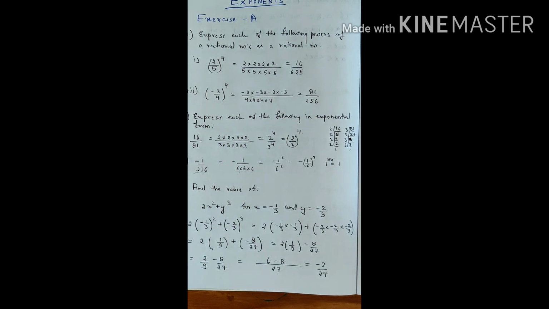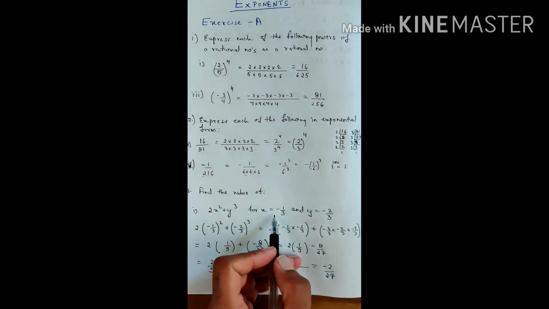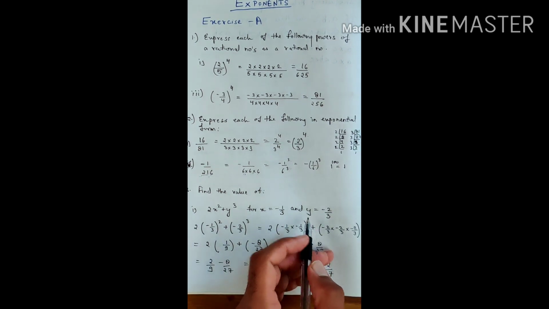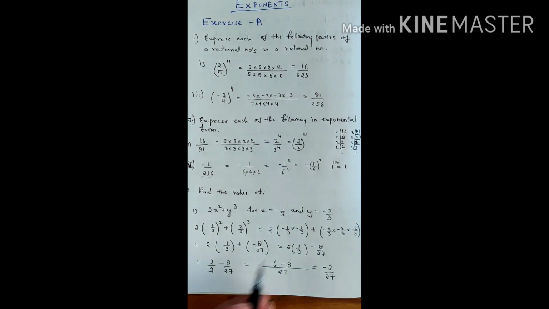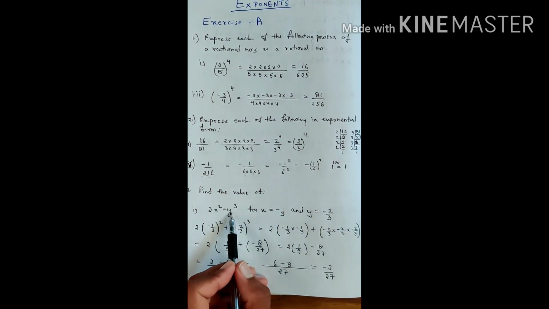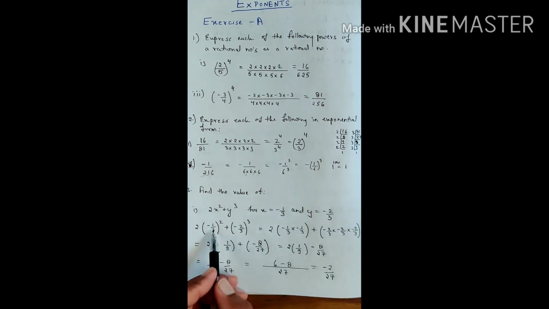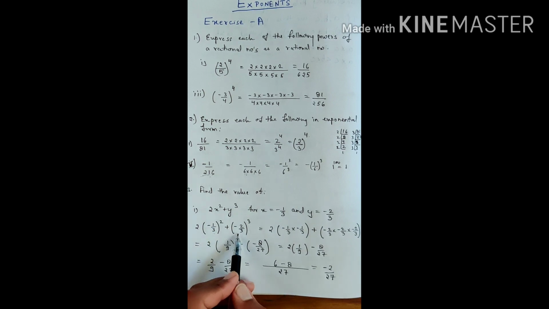Now coming on to question number 3, where it says find the value of. We'll see the first part. It says 2x squared plus y cubed, and they have given us the value of x, which is -1/3, and the value of y, which is -2/3. What we have to do is, in place of x we will put this value, and in place of y we will put this value over here.